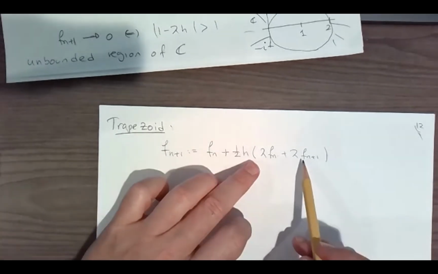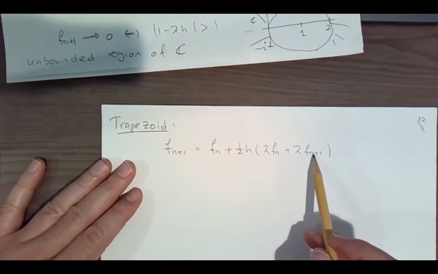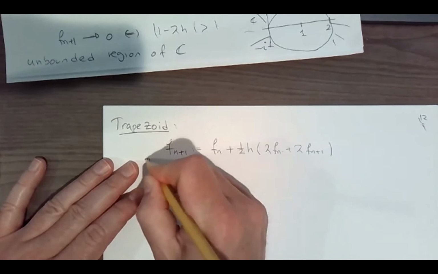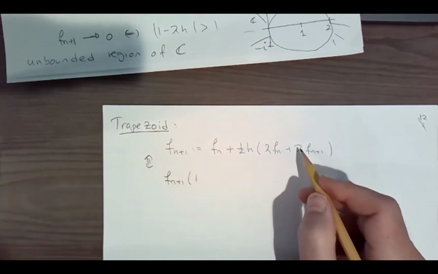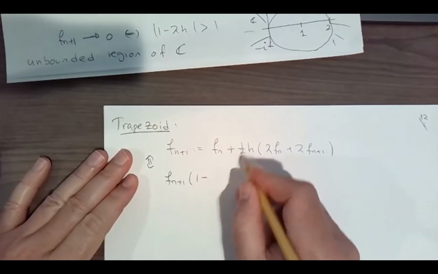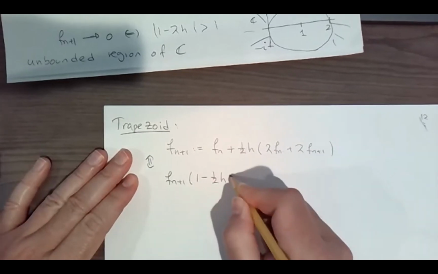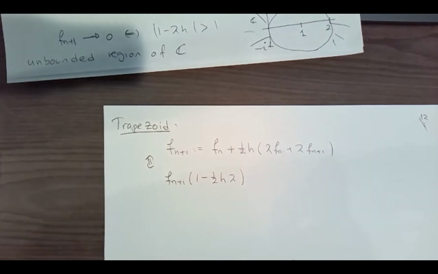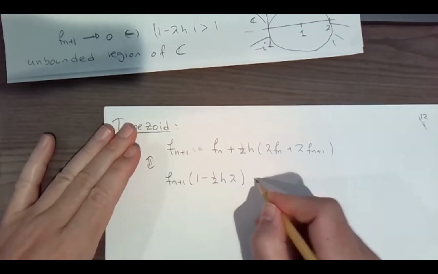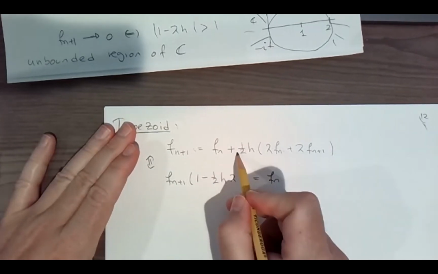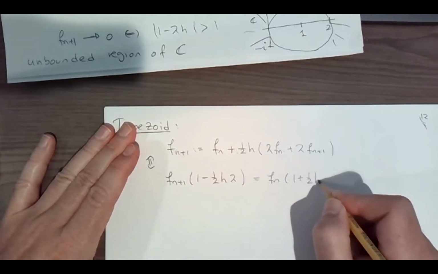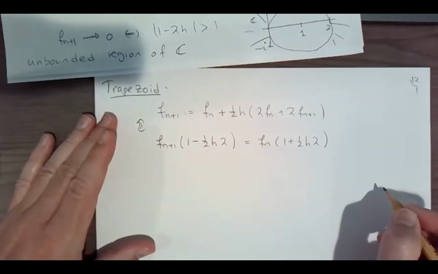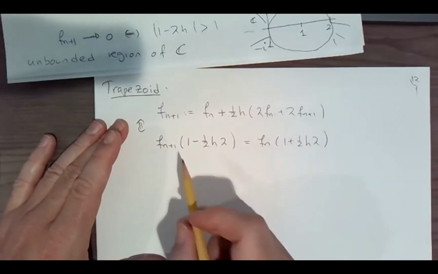So I'll move the part that has to do with fn plus 1 to the left hand side. I have fn plus 1 times 1 minus 1/2 h lambda. And then I'll have fn here times 1 plus 1/2 lambda. And then I can solve.